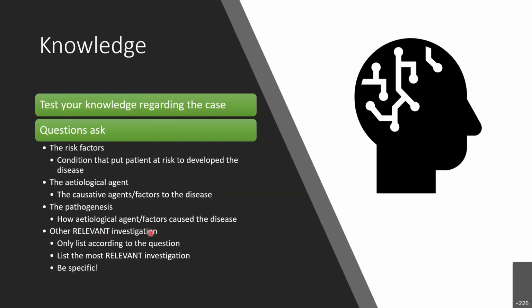And the last one is other relevant investigations. I stress the word relevant here because sometimes when I mark exam scripts, it is a little bit disappointing that some students give only a very general investigation. For example, in pulmonary tuberculosis, what other investigations should you do for this patient? Some students just wrote blood tests. So what kind of blood tests do you do? This is a little bit disappointing, and it won't give you any marks here. So this is how we see whether a student is excellent or not, as we test the knowledge part.